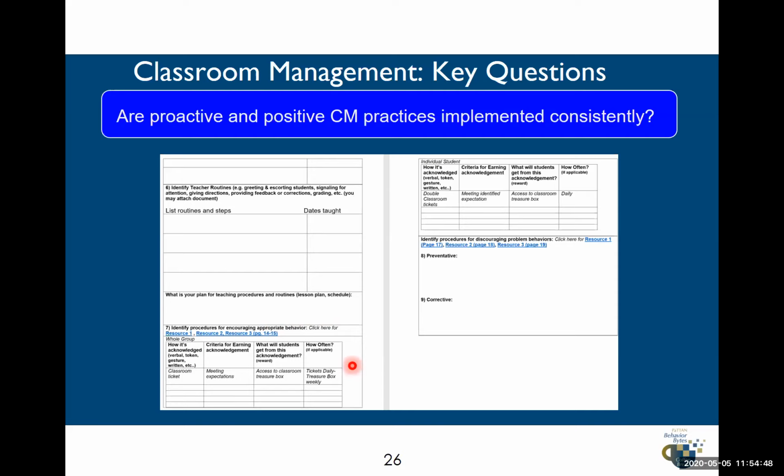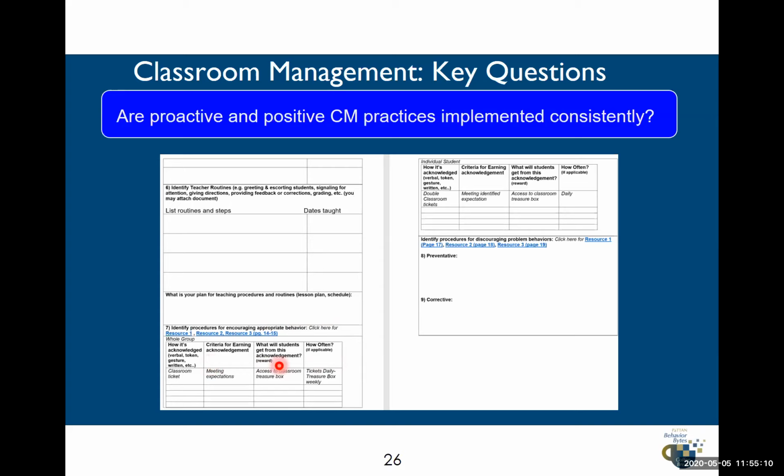And another great thing to have it in writing is if you have a substitute. What I found, a lot of feedback I got from teachers who were implementing the classroom management plans, they talked a lot about how it helped them when they had substitutes in their building. And they were able to give students the same experience even when they weren't in the classroom.